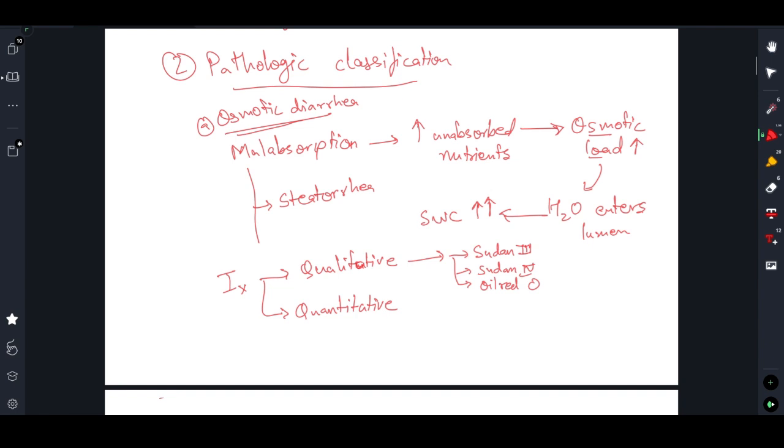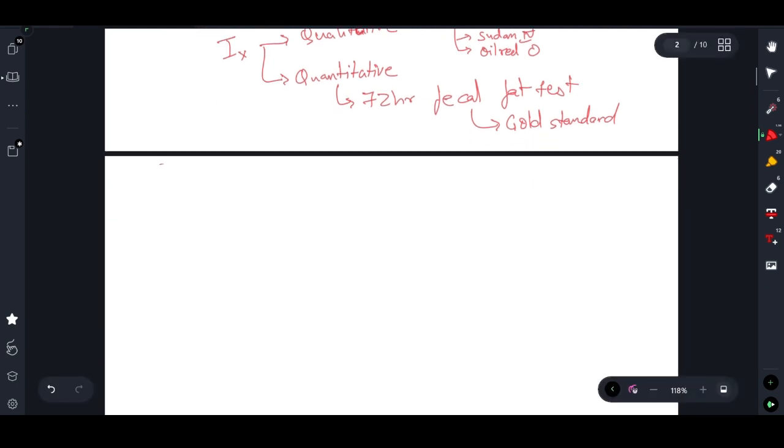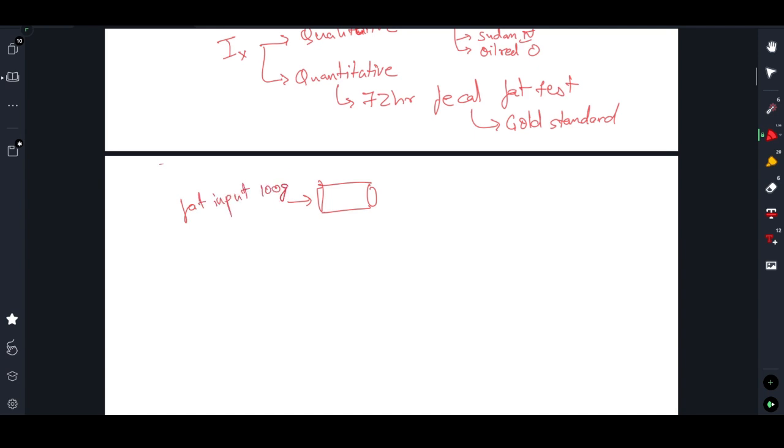So we have a test called the 72-hour fecal fat test. And this is the gold standard test for osmotic diarrhea. So what happens here is, basically, let's say this is the GIT of that person. You give a fat input of 100 grams per day, and this is given for 5 days.